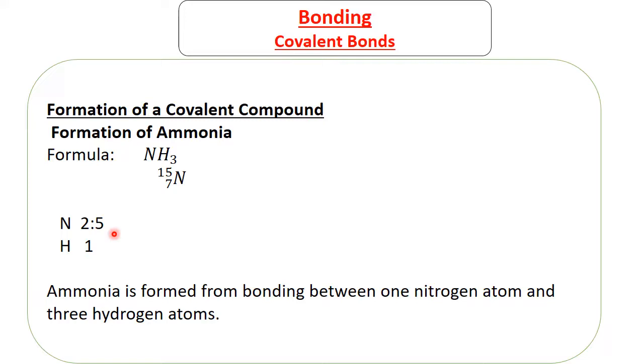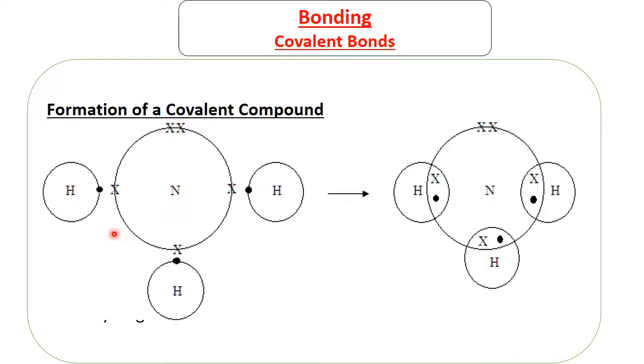Before I can even show you, the summary is: ammonia is formed from bonding between 1 nitrogen atom and 3 hydrogen atoms. So this is what happens here. Nitrogen has 5 electrons in its outermost shell, and each hydrogen has 1. So if nitrogen contributes 1, each hydrogen is going to be stable.